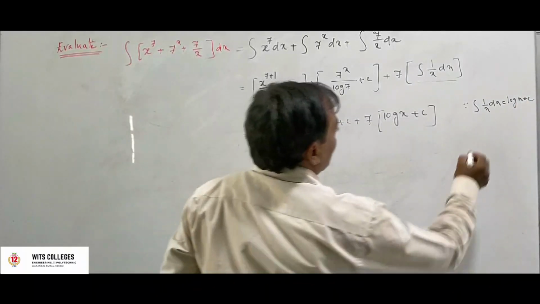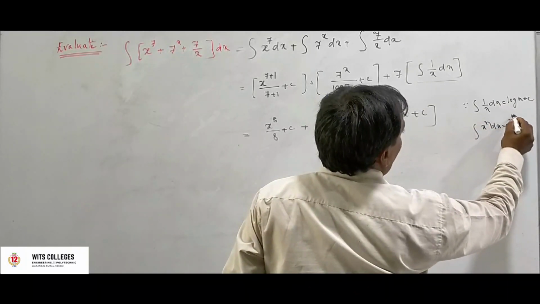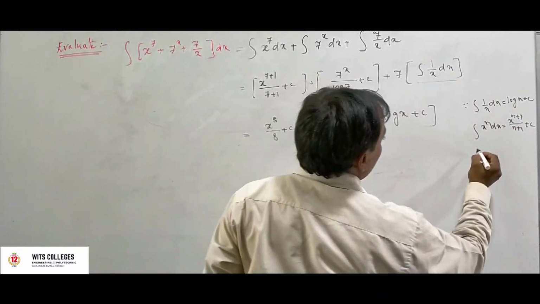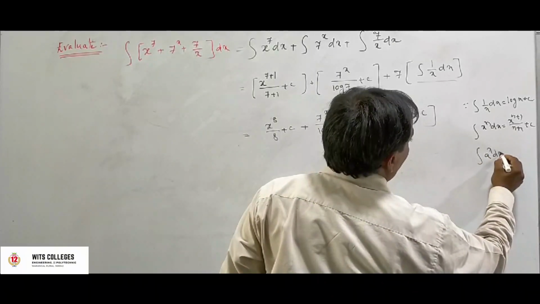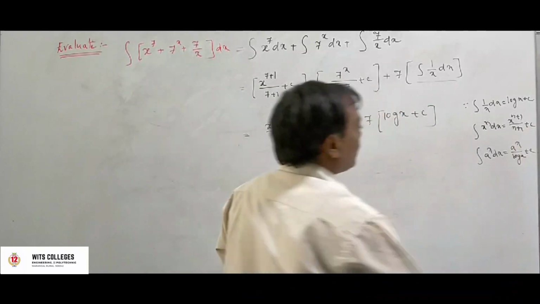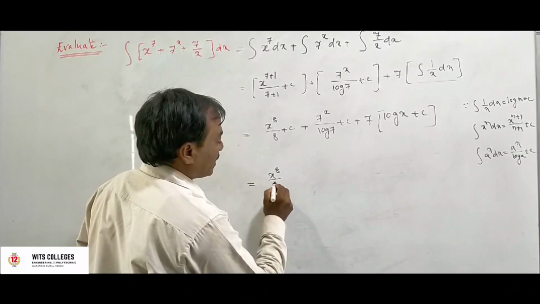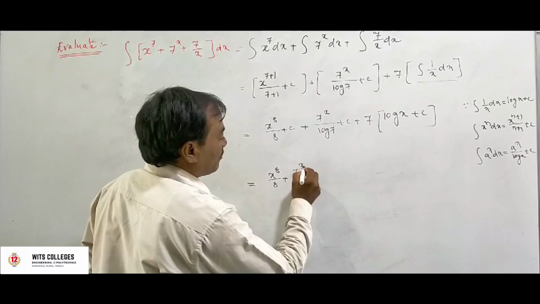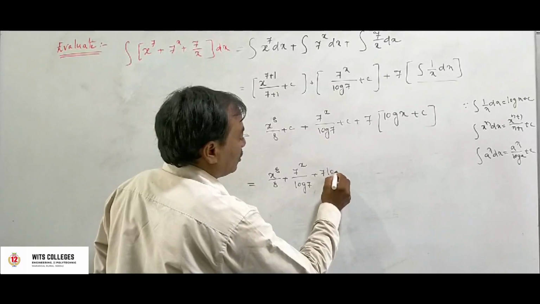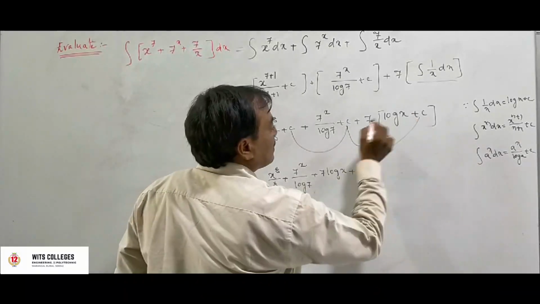Here we use the integral x to the power of n dx formula. This is equal to x to the power of n plus 1 by n plus 1 plus c. And here we use the integral a power x dx formula. This is equal to a to the power of x by log a plus c. Right, so finally we get x to the power of 8 by 8 plus 7 to the power of x by log 7 plus 7 log x plus c plus 7c.